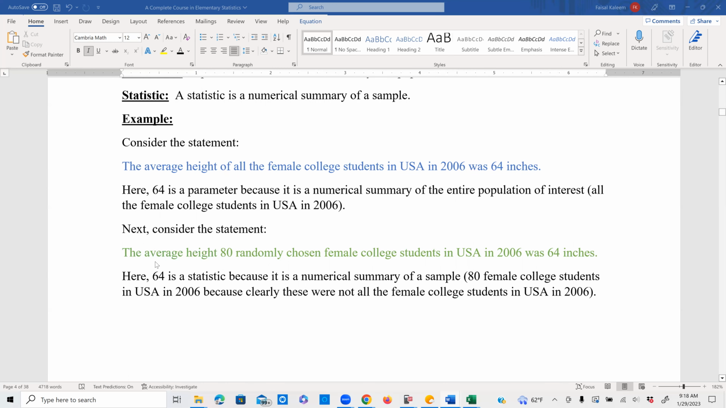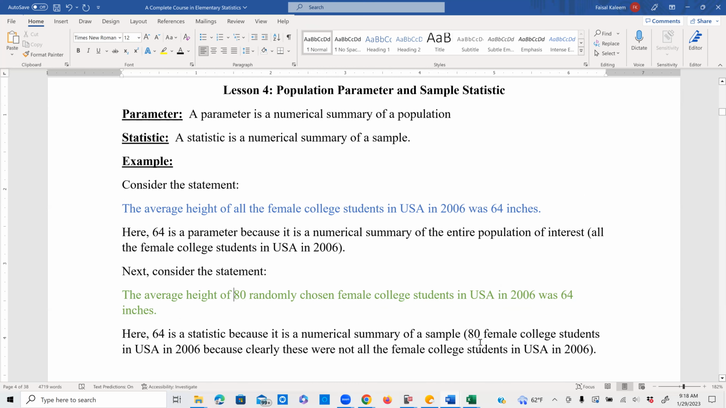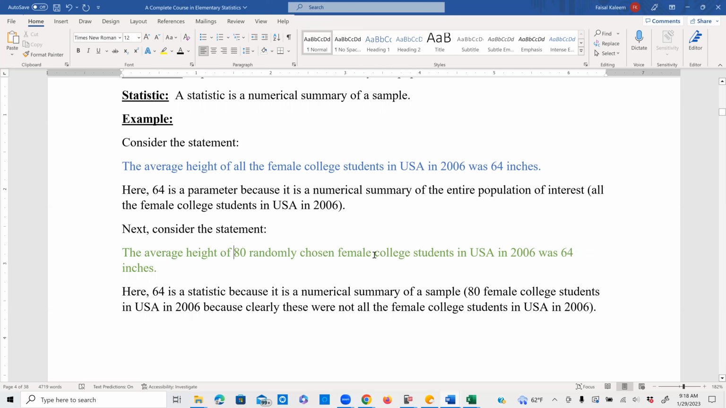But if we said, for example, the average height of 80 randomly chosen students, so average height of 80 randomly chosen female college students was 64 inches. So now we're not choosing all the female college students in USA. We are only choosing a sample of 80. So therefore, the 64 inches is information about the sample, and therefore it is a statistic.